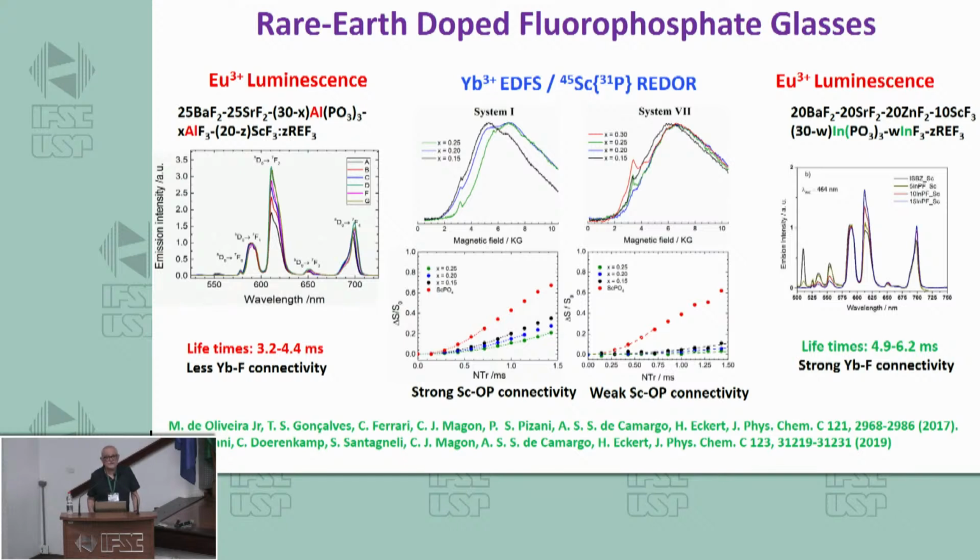Ytterbium prefers the fluorine. But in other systems, it's different. For instance, here in the fluorophosphate with aluminum, you see a big change with composition. And with this, I will stop here and entertain questions or give Marcus the possibility to add. Yeah. Thank you.